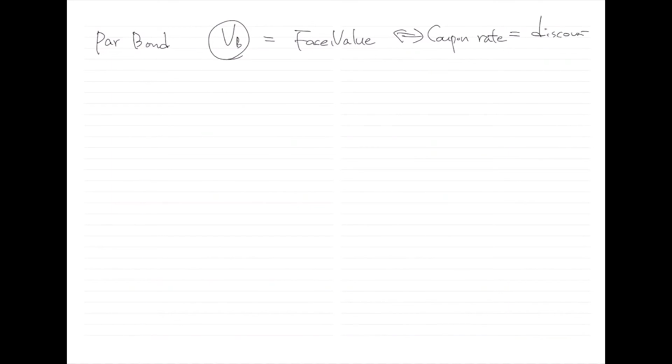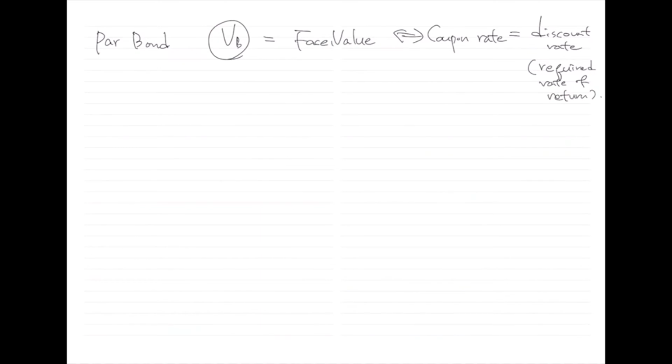Let me summarize this. For the par bond, the value of the bond is the same as the face value. In this case, the coupon rate is the same as the discount rate, right? The discount rate can also be interpreted as the required rate of return.